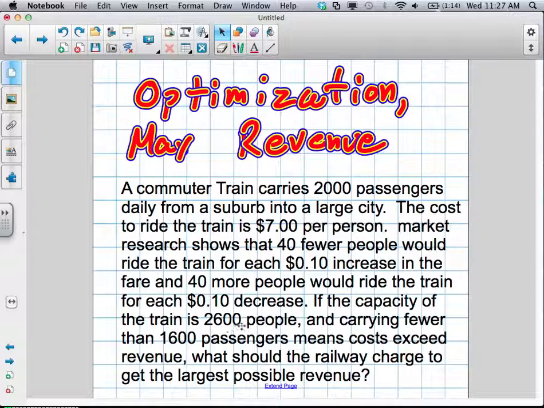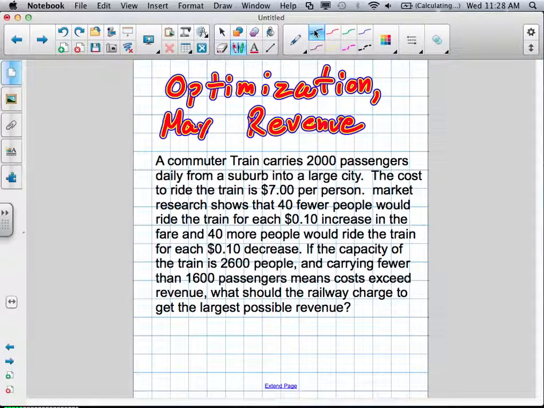If the capacity of the train is 2,600 people and carrying fewer than 1,600 passengers means costs exceed revenue, what should the railway charge to get the largest possible revenue? What are our parameters to this question? Yes. Fewest amount of people we can have as a business is 1,600 people.